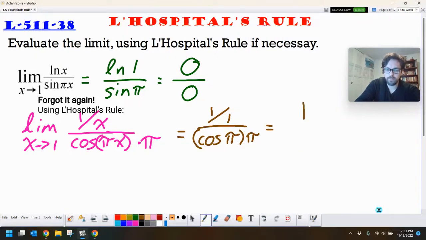So in the numerator, we've got a 1. The cosine of pi is 1. Oh, I was worried it was 0 for a second. So cosine of pi is 1. So that is a 1 times pi. So our limit is 1 over pi.